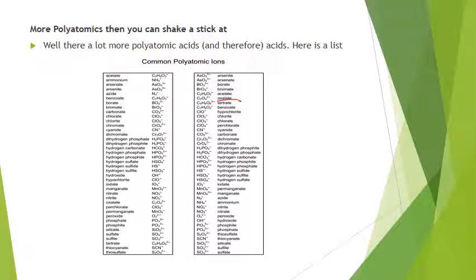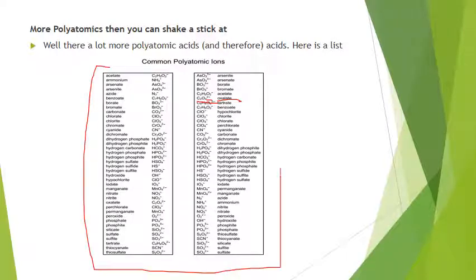Oxalate. Well, oxalate, we're going to see in a minute, was oxalic acid. It's 2 minus, so the acid would be H2C2O4. And so we could figure out the chemical formula for the associated acid given the polyatomic ion. You won't have to memorize these.